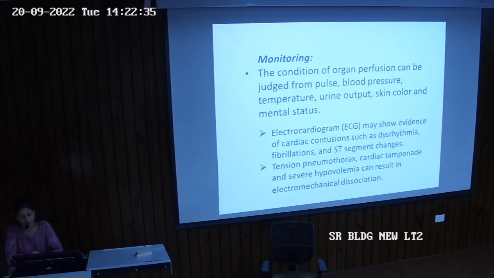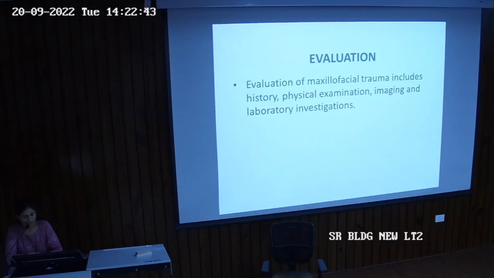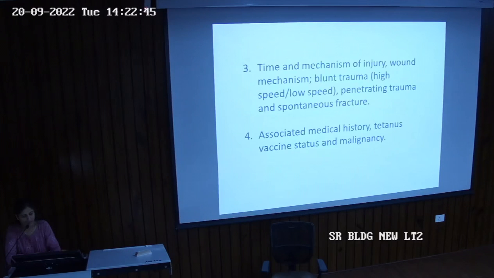Now the condition of organ perfusion can be judged from pulse, BP, temperature, urine output, skin color and mental status. You do an ECG. Now we can talk about history and examination.